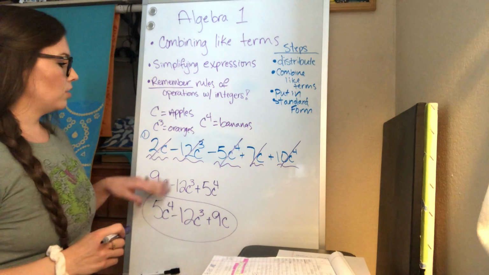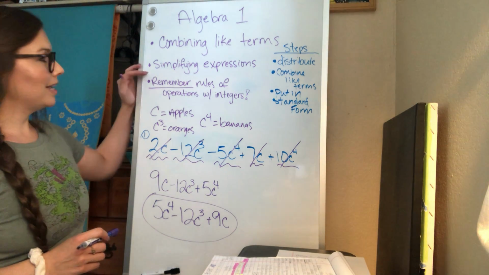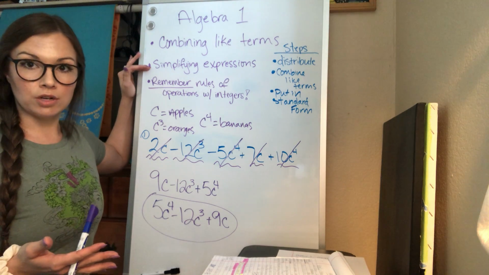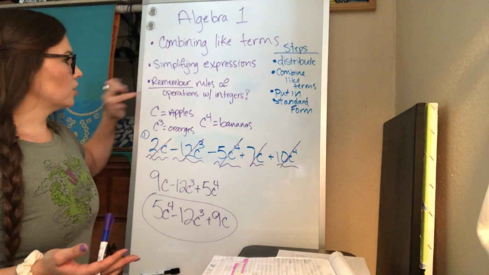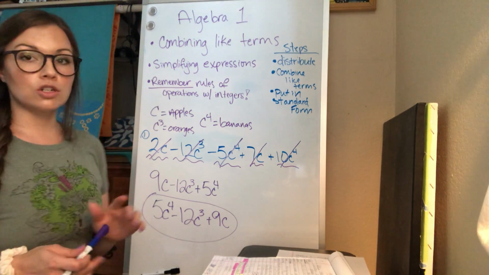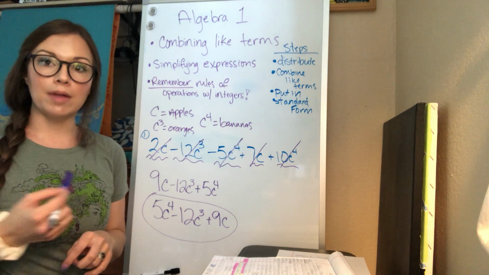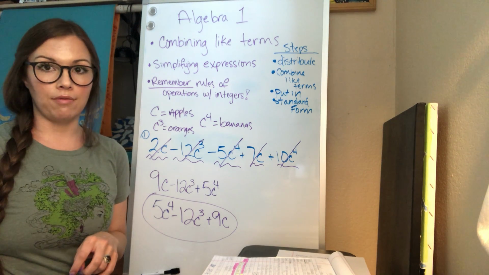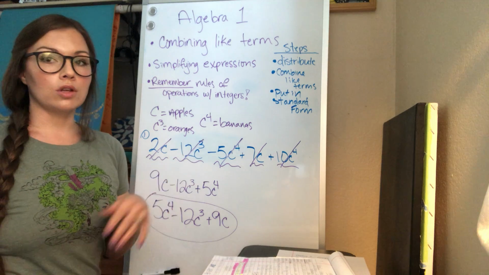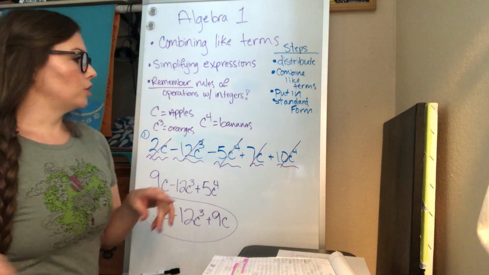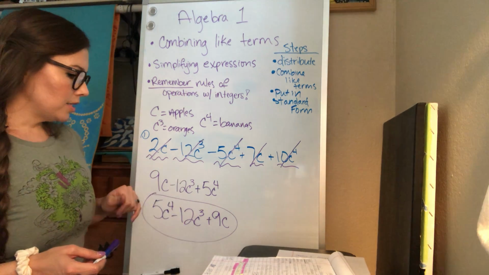Okay, so we combined all our like terms. In essence, we simplified the expression. Okay? Things you're going to need to remember are rules of operations with integers. If you don't have that paper, email me, because I can email your parents a PDF. They can print it, or you can just look at it on the computer, and you'll be good to go. Okay, and then put it in standard form.